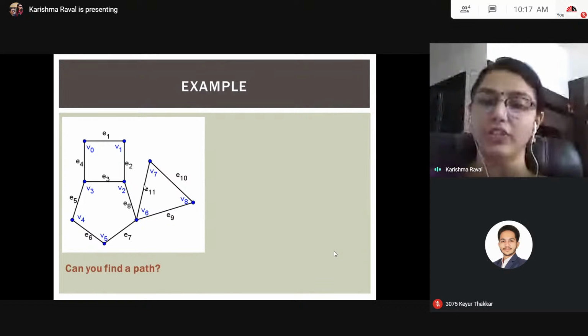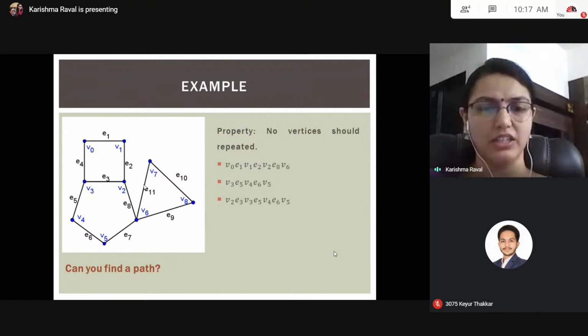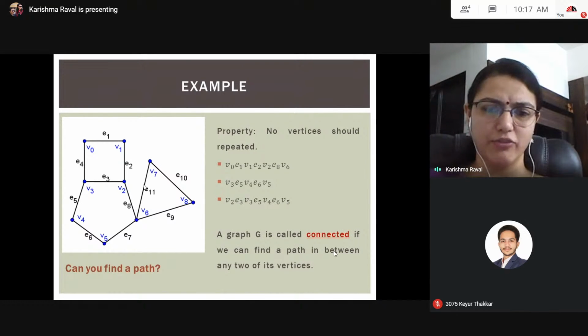The next question is, can we find a path out of it? Again, the property of a path is that no vertices should be repeated. We have taken three examples: V0, e1, V1, e2, V2, e8, V6, or V3, e5, V4, e6, V5, or V2, e3, V3, e5, V4, e6, V5. These are a few examples of a path.